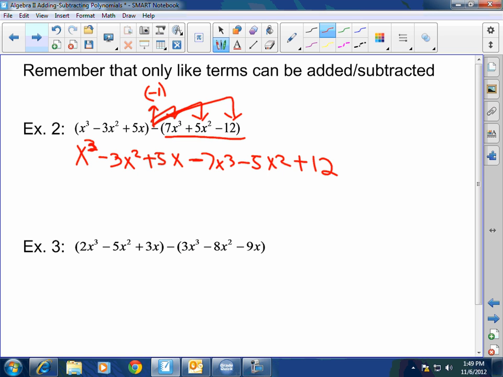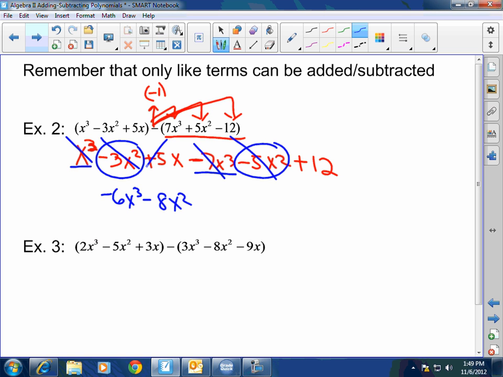Does that make sense? Now, this part should be Mickey Mouse, guys. Let's add like terms. X cubed and negative 7x cubed is negative 6x cubed. Awesome, guys. Bye-bye. Negative 3x squared and negative 5x squared is negative 8x squared. Goodbye. 5x and anything else? Nope, so it's just 5x. Goodbye. And then I'm left with the 12. Goodbye. Guess what I just did here? Not only did I add them, but I put it already in standard form because I went from highest exponent to lowest exponent, right? What is the name of this polynomial by degree?